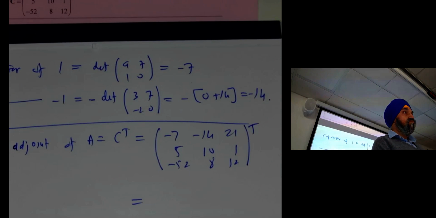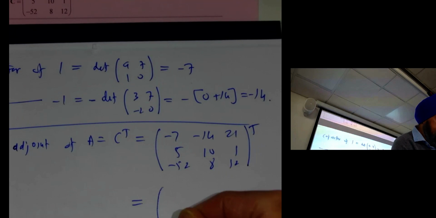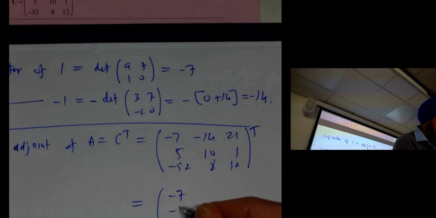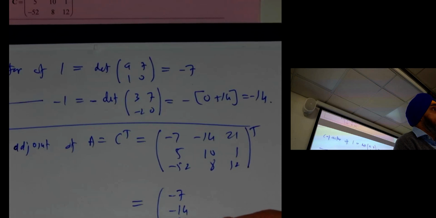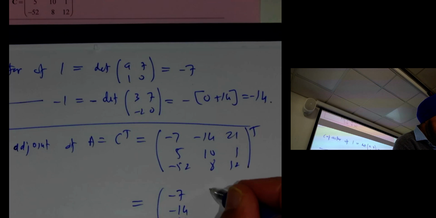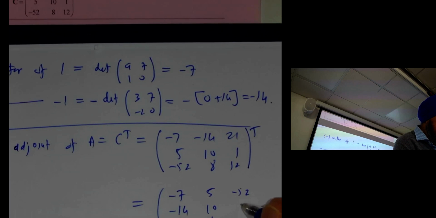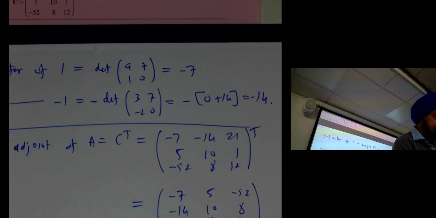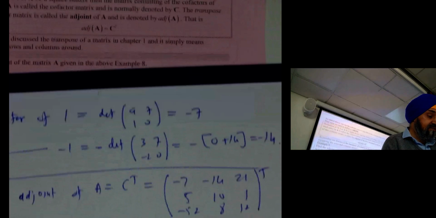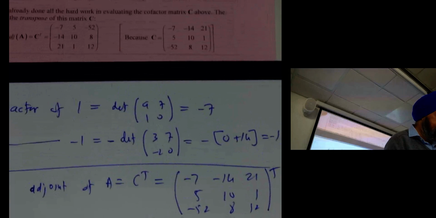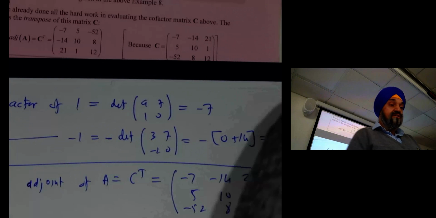Minus 7, 5. Yes, minus 7, minus 14, 21 goes down there. Then 5, 10, and 1. And the last column is what? Minus 52, 8, and 12. Okay, so the adjoint of that is given by this.